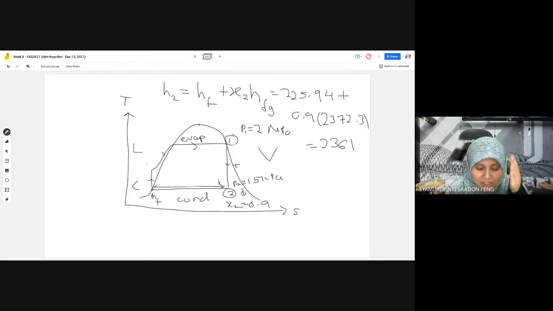H2 minus H1. And then for kinetic energy, it is V2 square over 2, so V2 square minus V1 square over 2, the difference of inlet and outlet kinetic energy. And then for potential energy it is gZ. Okay, so delta H, H2 minus H1, you obviously will get something negative.